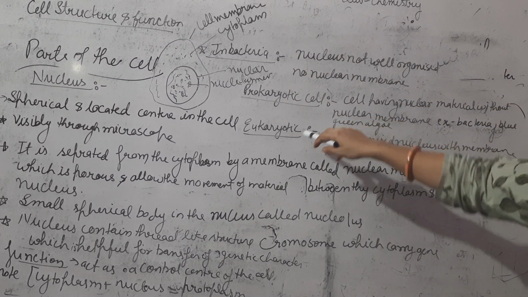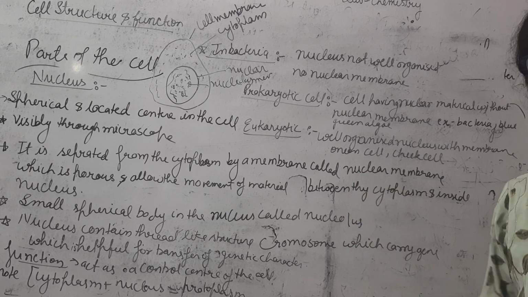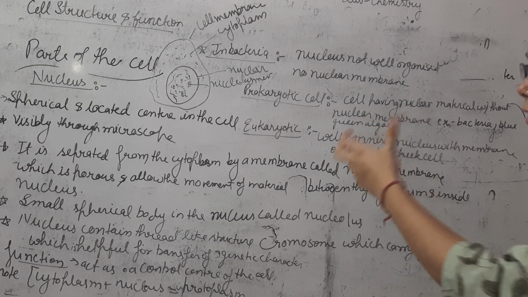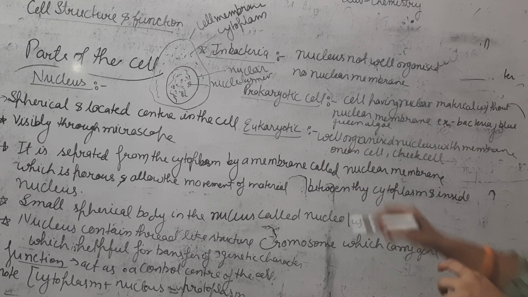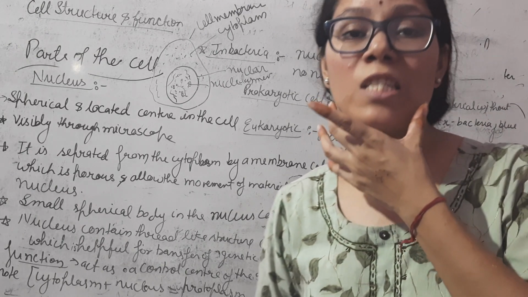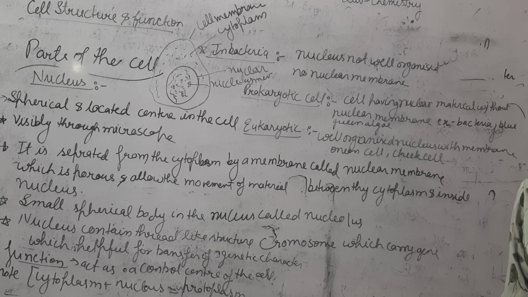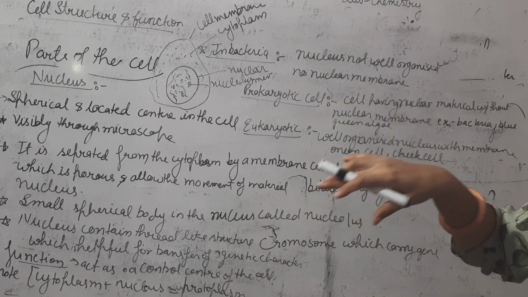Another type is the eukaryotic cell. These are cells in which the nucleus is well organized, the nuclear membrane is present, genetic material and chromosomes are present, and the structure of the nucleus is well organized. For example, onion cells and human cheek cells are eukaryotic cells. Except for bacteria and blue-green algae, all cells are eukaryotic cells. So this is the nucleus, a part of the cell.